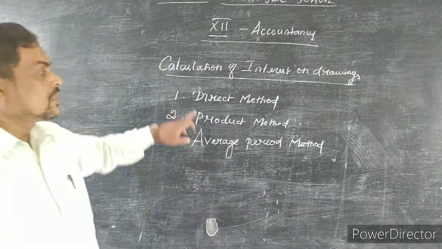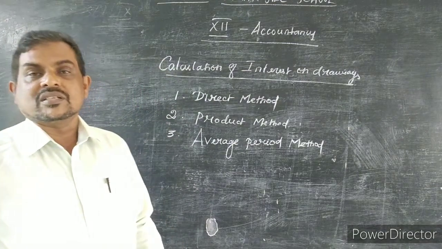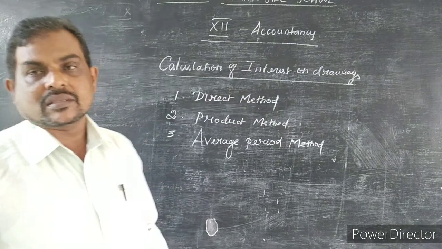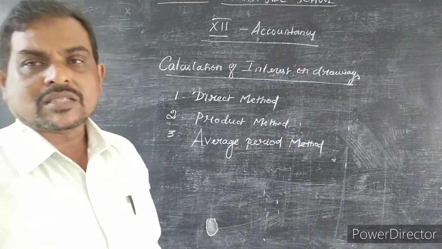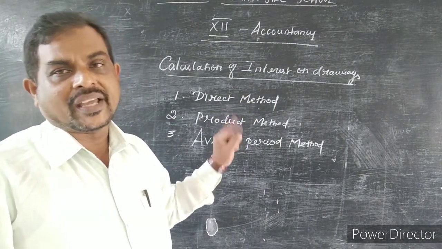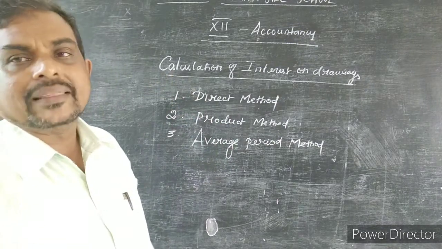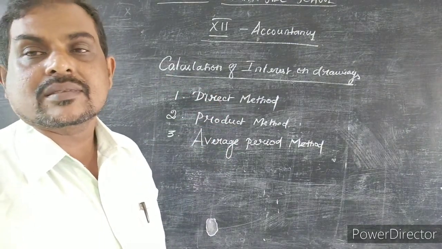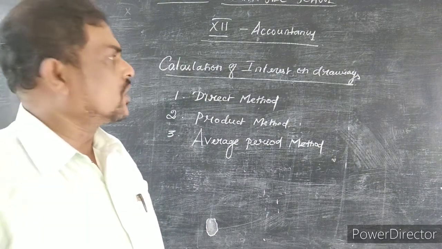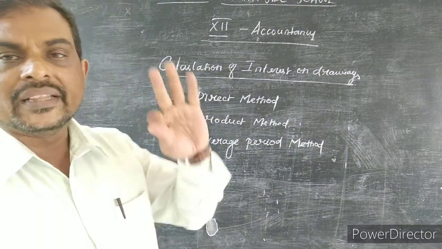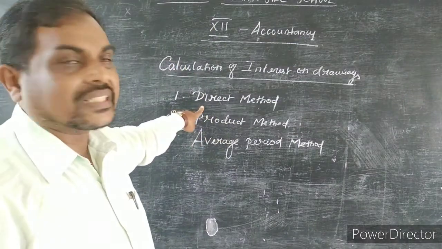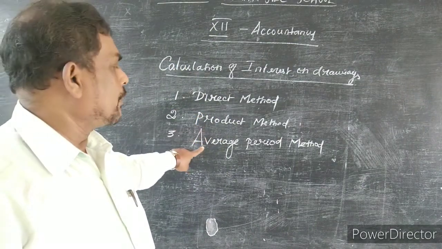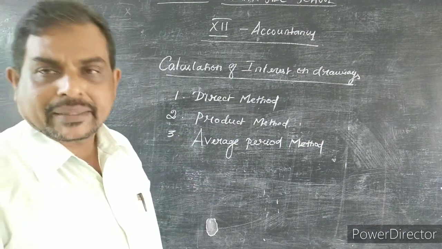See, this will be asked as a theory question: what are the methods for calculating interest on drawings? In 2 marks or 3 marks, sometimes they ask it in theory questions. Interest on drawings can be calculated in 3 methods. Number 1 is direct method. Number 2 is product method. Number 3 is average period method.